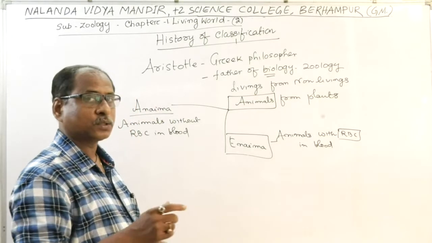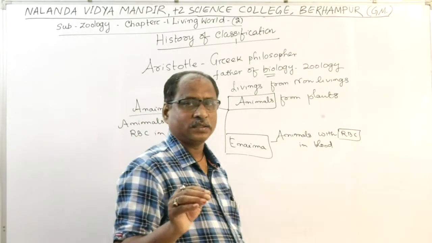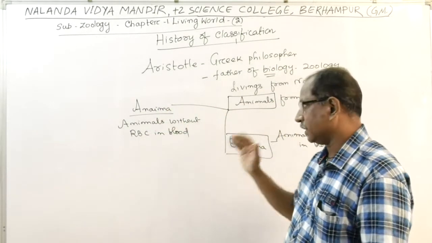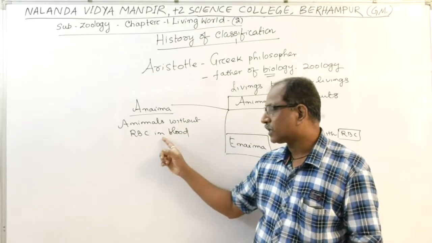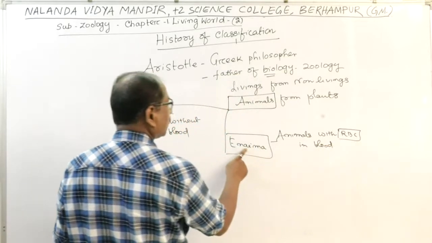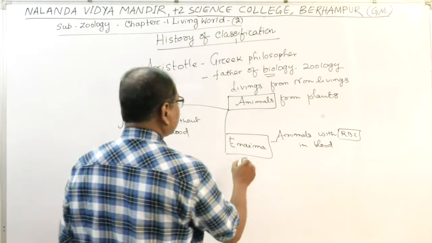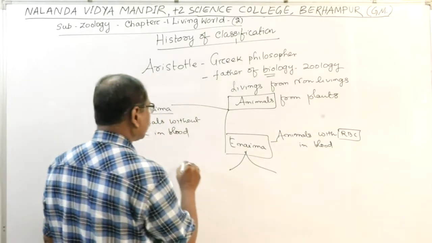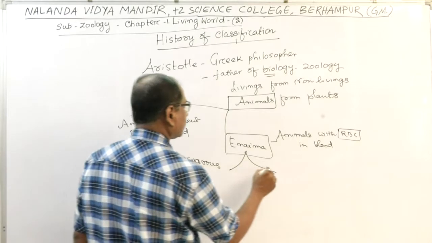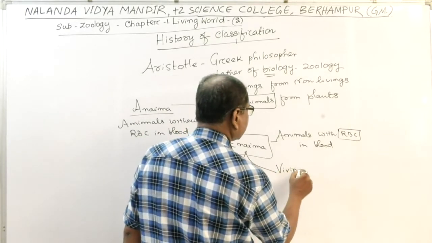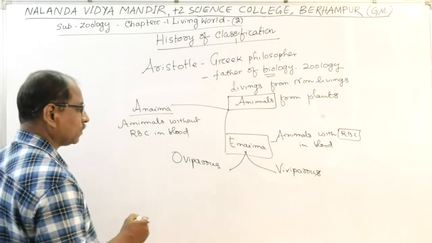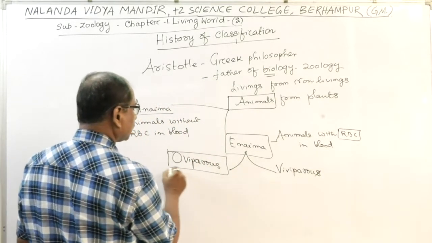So first of all Aristotle differentiated the animals into two groups, Anaima and Inaima. Animals without RBC in blood, Anaima. Animals with RBC in blood, Inaima. Inaima group is again divided into two different groups. One is oviparous and the other one is viviparous.